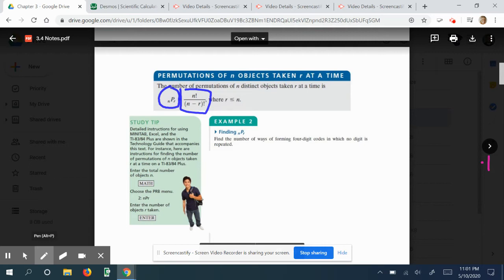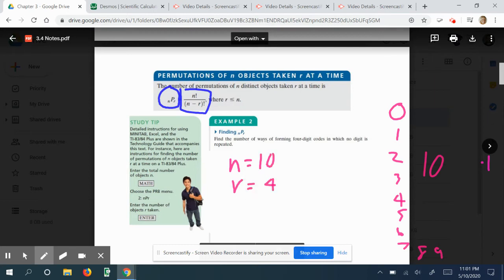Now, example 2 says this. Find the number of ways to form a 4-digit code in which no digit is repeated. So think about it. In digits, we have 0, 1, 2, 3, 4, 5, 6, 7, 8, and 9, right? If you look at a keypad on a phone, there's 0 to 9. So there are 10 different objects, right? And here it says we're taking a 4-digit code. So our n is going to be 10, and our r is going to be 4, right?